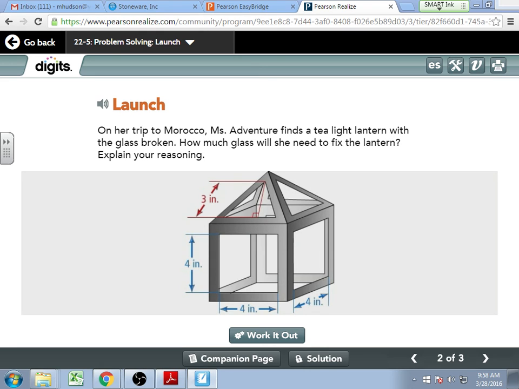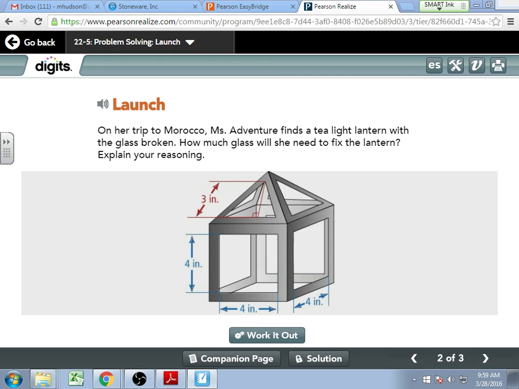But if the glass broke and Miss Adventure wants to get some new glass made, the glass person, I don't know what a glass person would be called, charges by the square inch. They only charge for how much glass you actually purchase. So let's assume there's no bottom on this lantern. Let's assume you set it over top of your candle. You can set it down on it. So how much glass would we need to fix all of the windows?